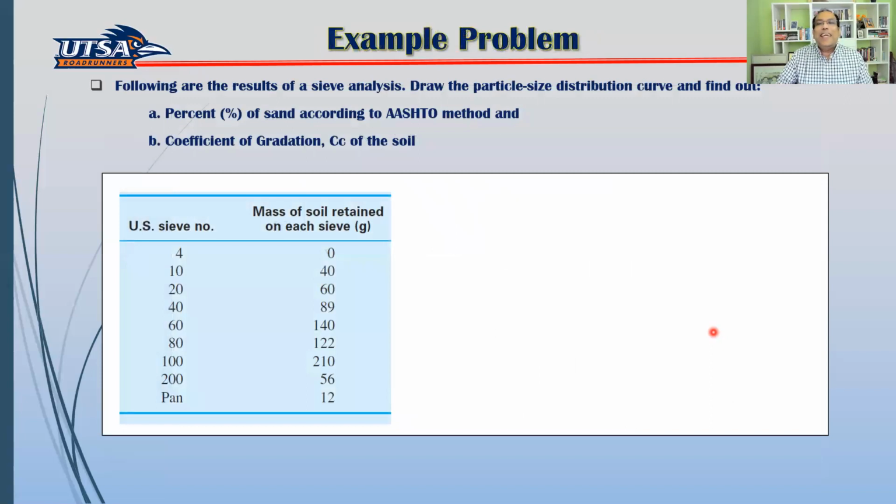Now let's take a look at an example problem. This one is saying that this is the result of a sieve analysis. Draw the particle size distribution curve and find out the following things: a percent of sand according to the ASTM method, and the coefficient of gradation of the soil. You can see here, this is your sieve number, and this is how much soil is retained in each of the sieves.